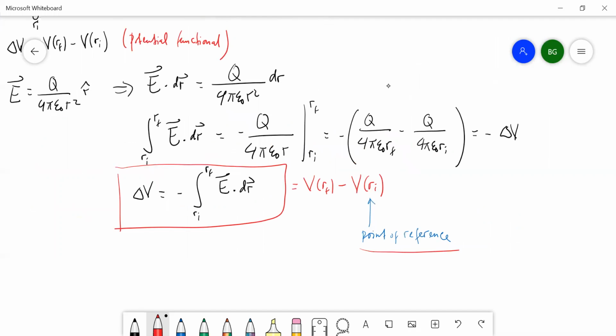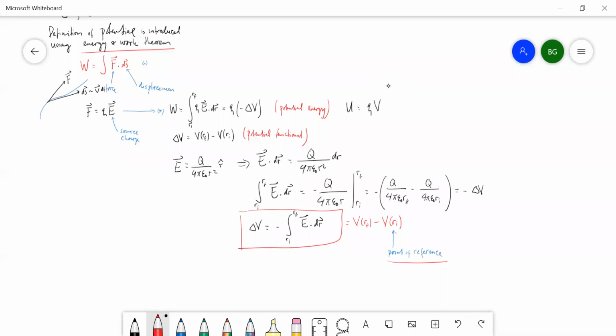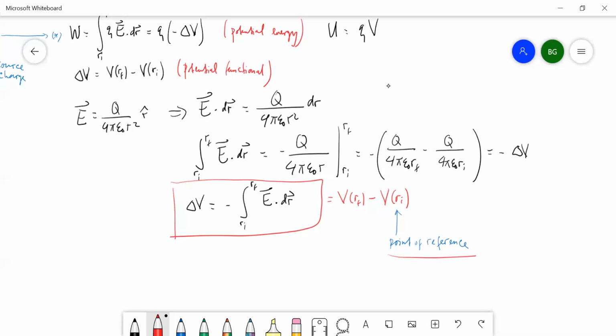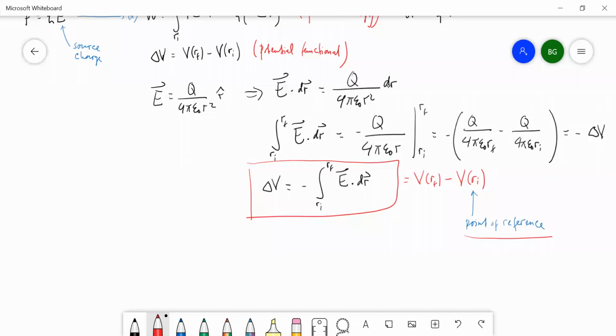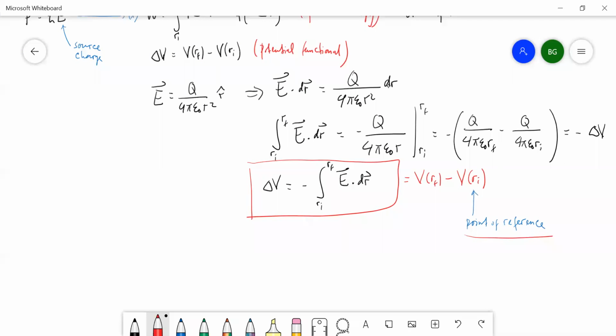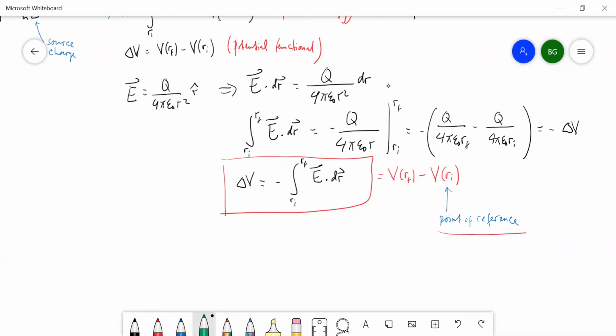What's potential functional? Sorry? Potential functional. What is that? So this is the definition of potential functional. This V here, V is potential functional.